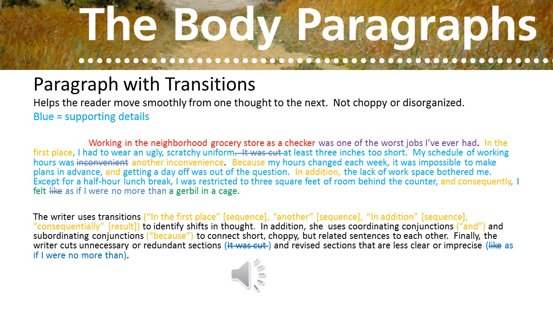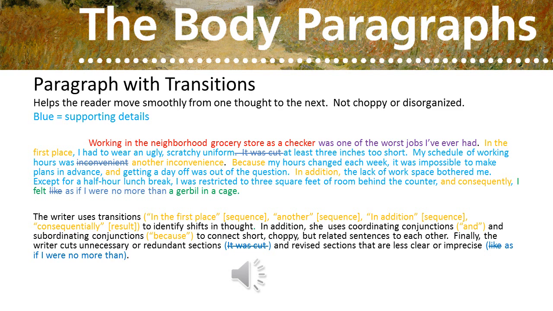The last one indicates a result, okay, and that's what makes the concluding statement more effective, because it emphasizes that feeling like a gerbil in a cage is the result of all of the details he's told us about this very bad job. In addition, the writer, I say he, it's a she, sorry. The writer uses coordinating conjunctions like and to show addition, and subordinating conjunctions like because to show result, to connect short, choppy, but related sentences to each other.